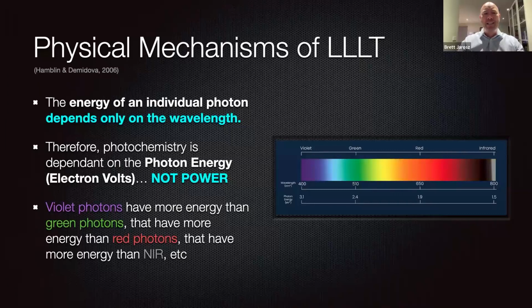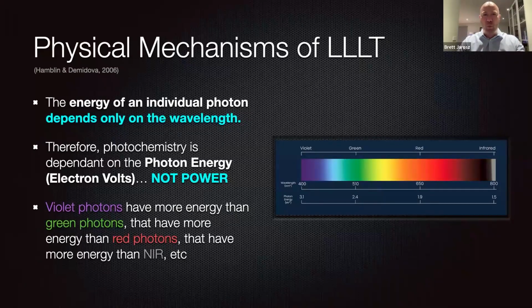That power has nothing to do with the mechanisms of light. It's about the energy, it's about the color, not about how much power is listed in the device. It all has to do with the color of the light. So therefore, photochemistry is dependent on the photon energy, the electron volts, not power. So it's not about wattage.